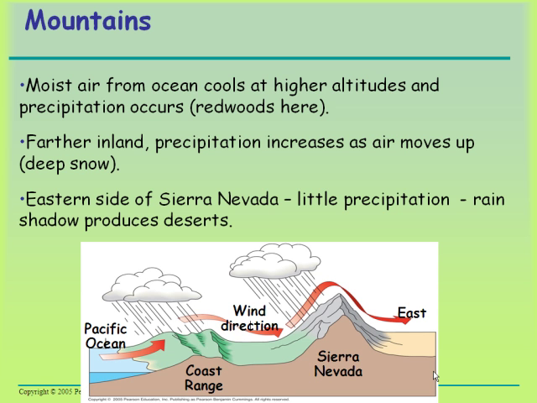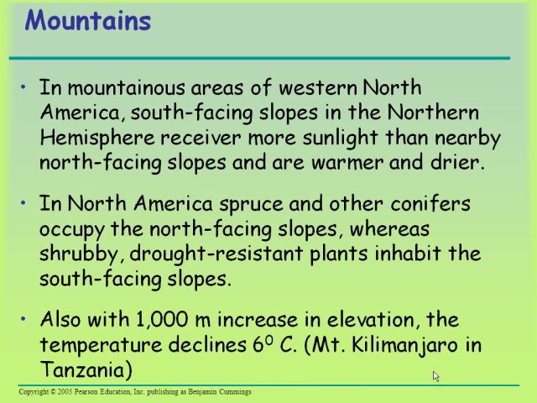So moist air from the ocean cools at higher altitudes and precipitation occurs. Okay, further south, like redwoods are here. Further inland, precipitation increases as air moves up, and you can get deep snow here. On the eastern side of the Sierra Nevada, little precipitation, the rain shadow produces deserts. So this is prevalent along the west of the United States.